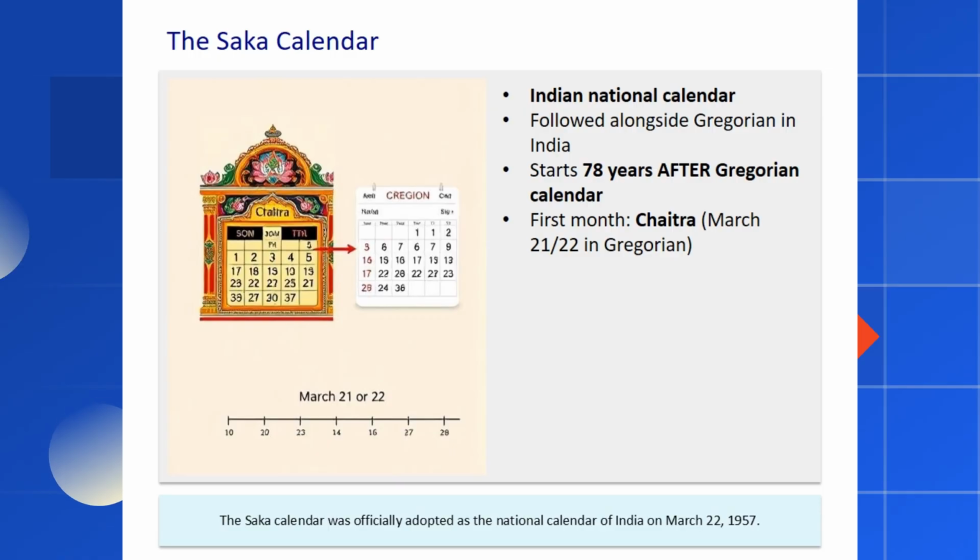This means if you want to find out what year it is in the Saka calendar for a Gregorian year, you just subtract 78. For example, if it's 2024 in the Gregorian calendar, it's 1946 in the Saka calendar.